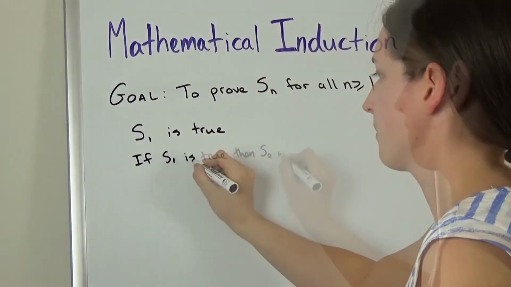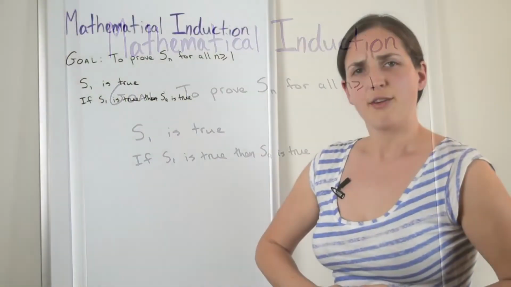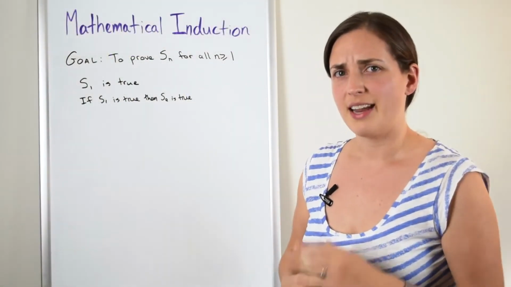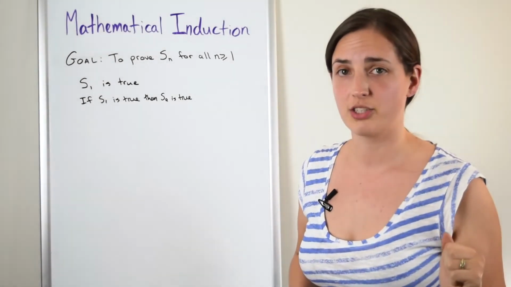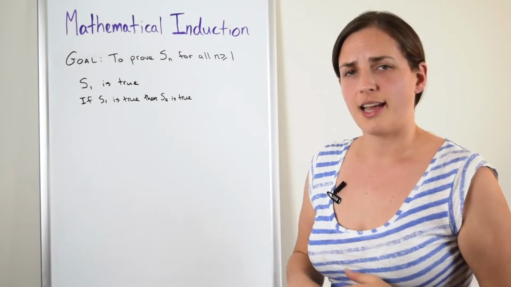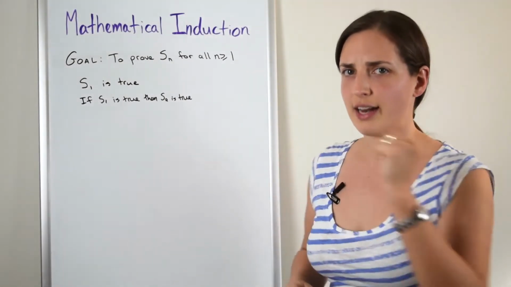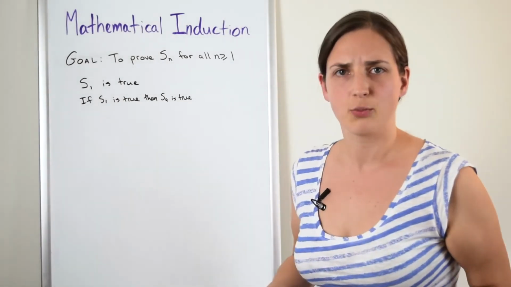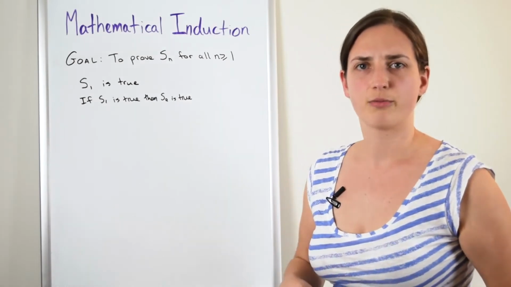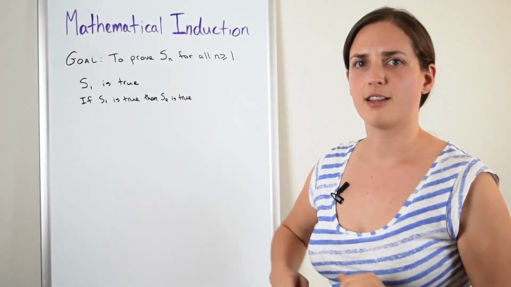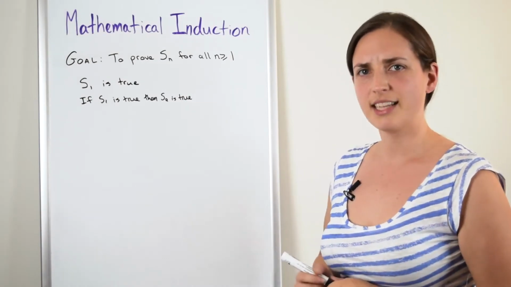If S1 is true, then S2 is true. If I'm able to prove to you that if S1 is true, then it must follow that S2 is true, you're going to say, okay, hold on. I know that you've shown me if S1 is true, then S2 is true, but you also showed me that S1 was true. So you can conclude that S2 is also true. And you'd be happy. So far, you're happy that the statement holds for n equals 1 and for n equals 2. Let's see what else I tell you.